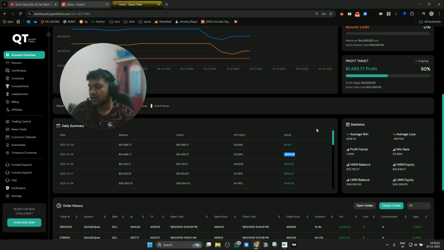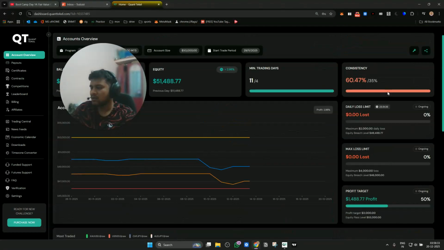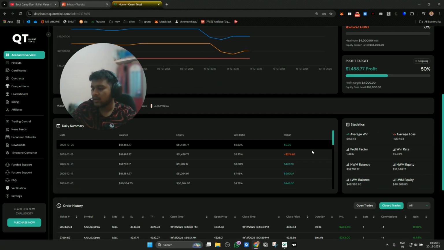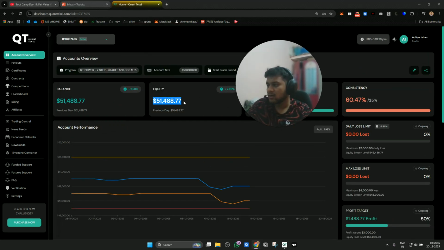It's fine. It's not much of a drawdown exactly, and we are exactly at 50%, which really feels nice, man, because I took this account from somewhere around 48k to 49, and then 49 to 50. And now it's at somewhere around 51.5.